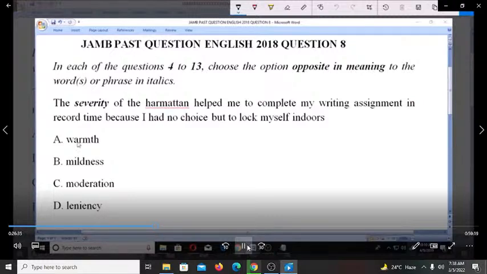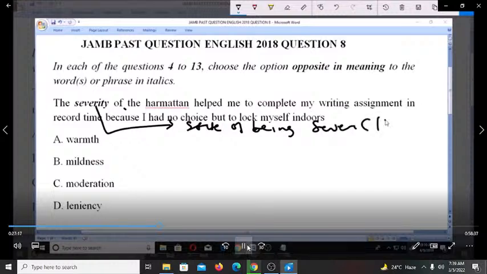Option A, warmth. B, mildness. C, moderation. D, leniency. Severity, something that is very severe and harsh. The opposite is mild. Before we affirm that option B is the answer, we should know the meaning of the other words. So let's look at the first word, severity, which is the word we are looking for the opposite meaning of. It means the state of being severe or harsh. So severity simply means the state of being severe, and we know that being severe simply means being harsh. So if the weather is harsh, that is, it is severe.